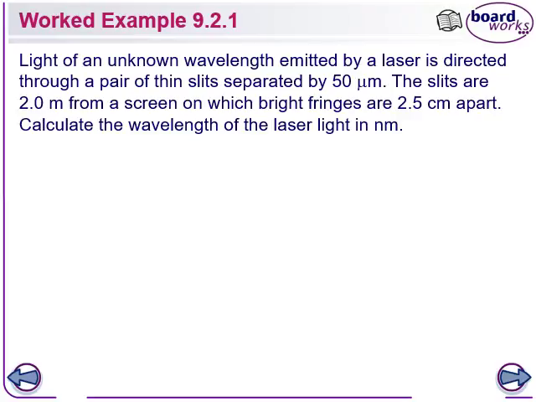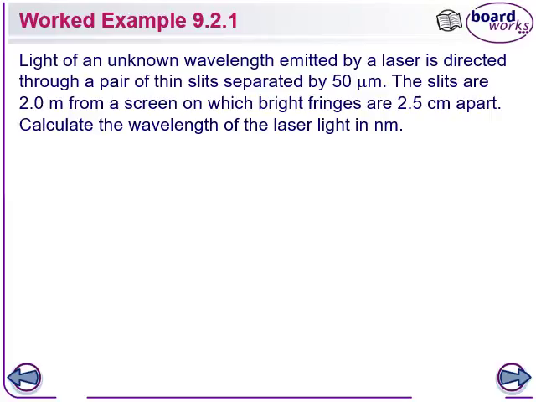Okay, light of an unknown wavelength emitted by a laser is directed through a pair of thin slits separated by 50 micrometers. We all know what that little u means? It's times 10 to the negative 6. The slits are 2 meters from a screen on which bright fringes are 2.5 centimeters apart. Calculate the wavelength of the laser light in nanometers.